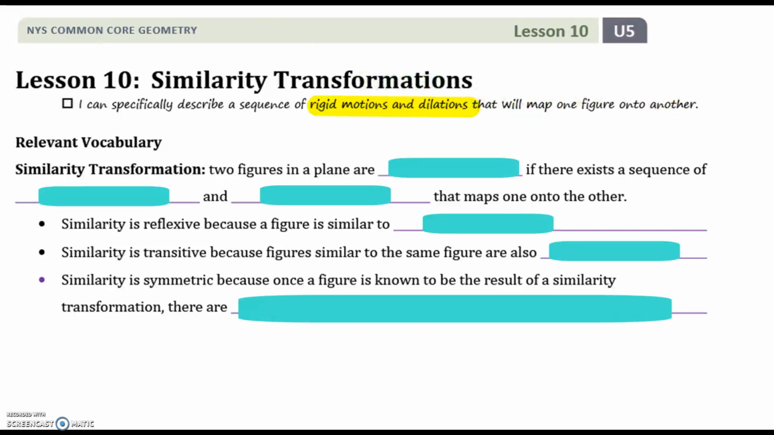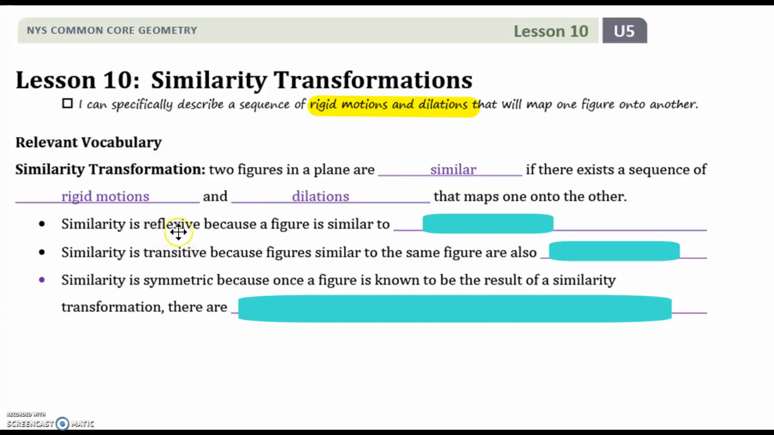Remember that our rigid motions are translation, reflection, and rotation. They keep objects the same size. When we do a similarity transformation, we're combining those with a dilation and ending up with similar instead of congruent figures. So let's talk about a few different concepts that don't come up often, but they are interesting to mention.